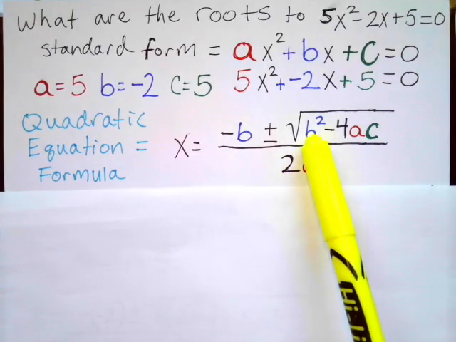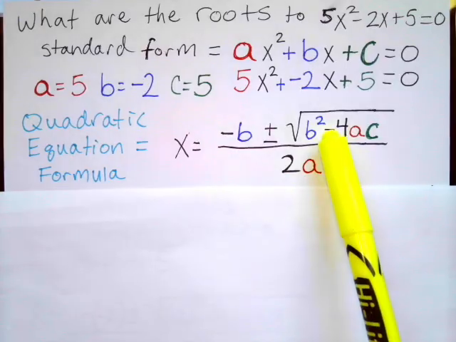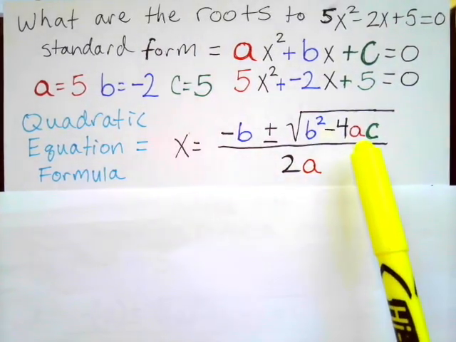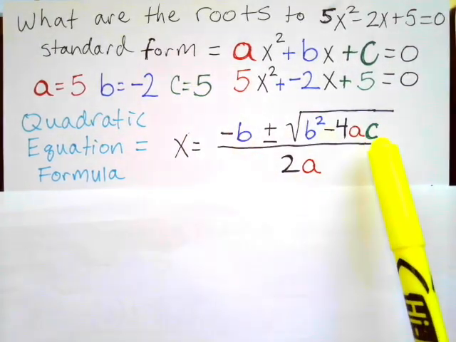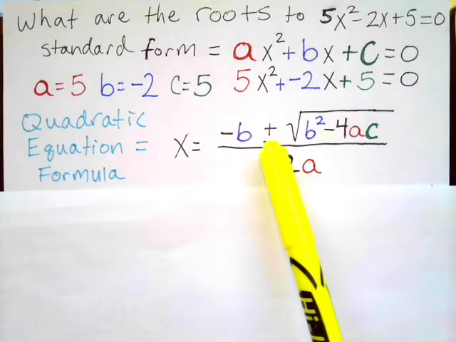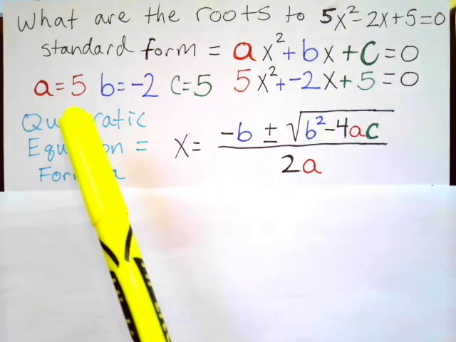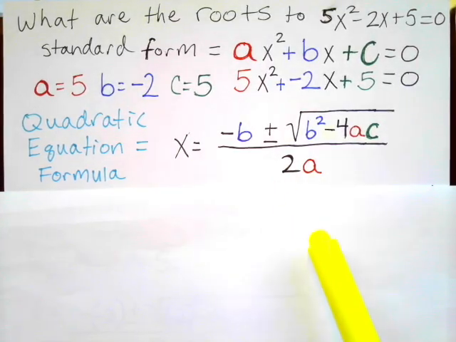So I'll put a negative 2 substituted wherever I see B. Minus 4 times A, which is 5. I'll substitute a 5 for A. Times C. My C value is 5. I'll substitute a 5 for C. All divided by 2 times A. A is represented by 5. So I'll be substituting these values. I'll show you that here in a moment.